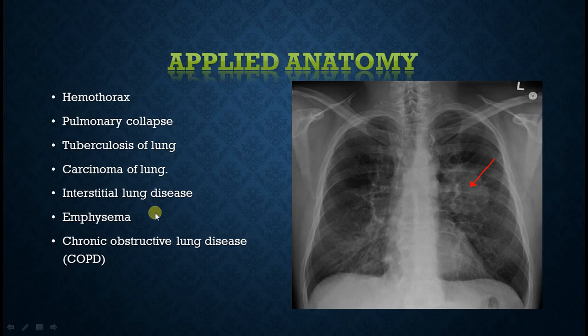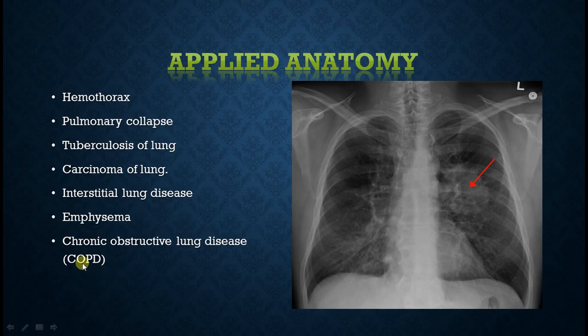Then ILD or interstitial lung disease. This mainly comes in rheumatoid arthritis. You call it rheumatoid lung, an autoimmune disorder. The lung parenchyma is actually normal, not affected, but it is a connective tissue disease. The interstitial areas of the lung might get inflamed and fibrosed, so naturally that might interfere with normal respiration. Emphysema, as I told you, is where the alveolar walls are damaged.